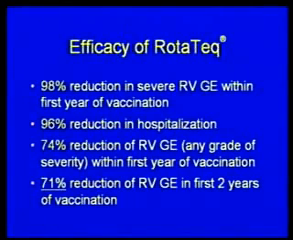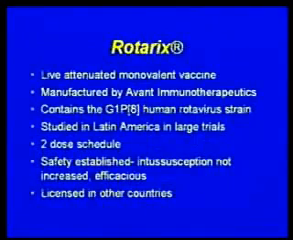But the other countries of the world, the Latin American and Asian countries who never saw the previous vaccine, now also have the benefit of the rotavirus vaccine, which is a live attenuated monovalent vaccine.